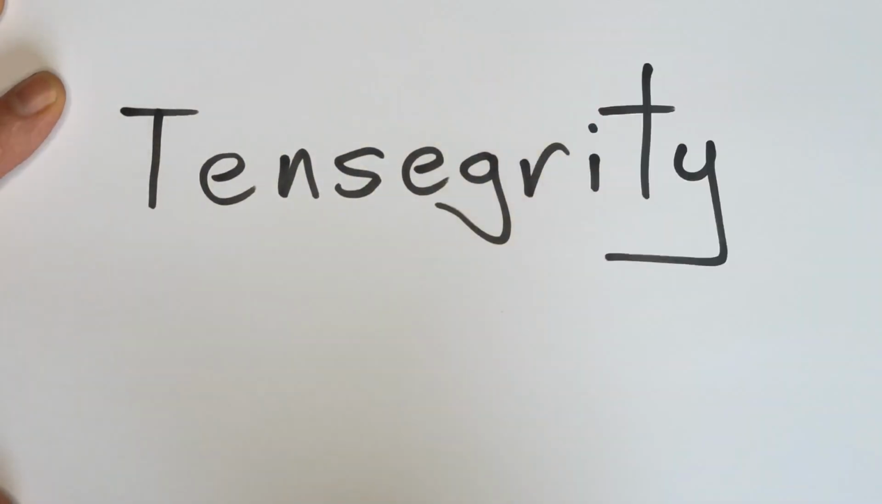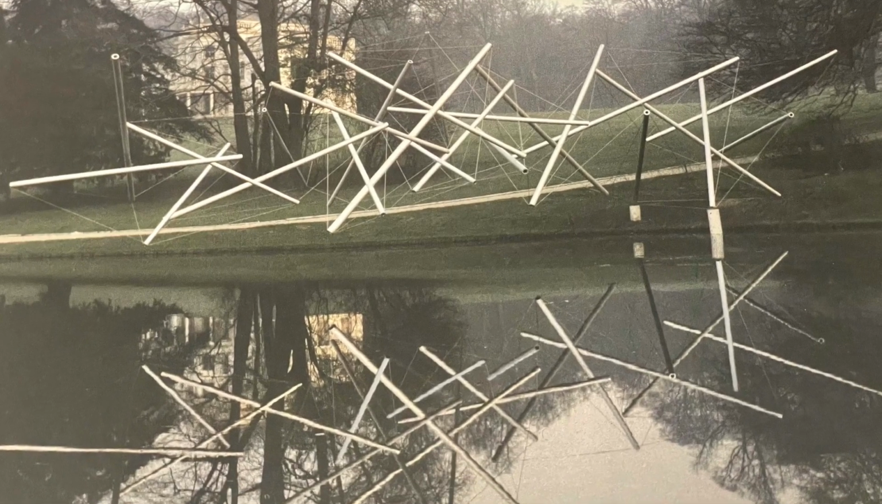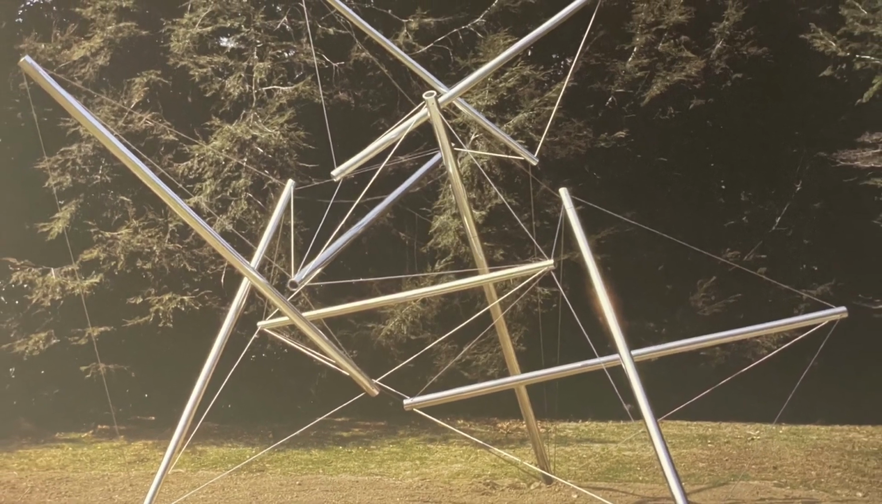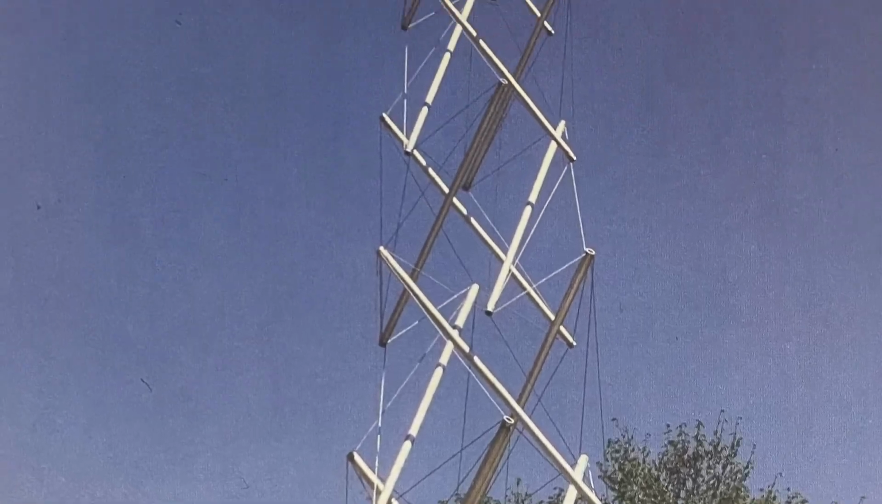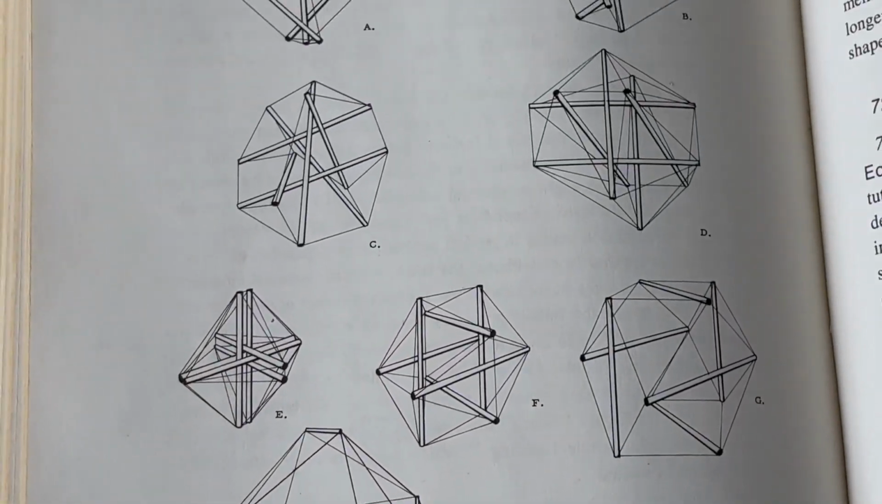Have you ever seen something called tensegrity? It's an unusual kind of three-dimensional structure where tension is dominant. It was invented in the 1960s by the artist Kenneth Snelson, and the philosophy was elaborated by the futurist and inventor Buckminster Fuller.